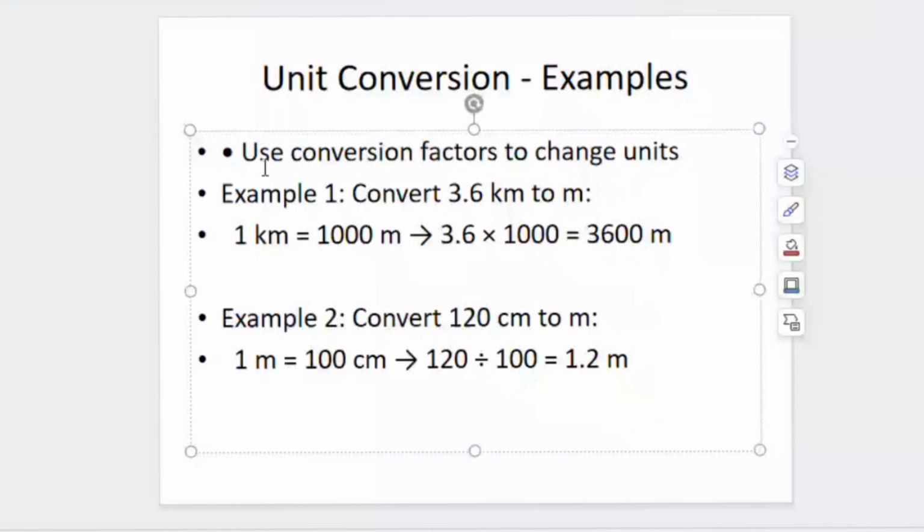So the first example I have here says convert 3.6 kilometer to meter. 3.6 kilometer to meter. So if I would have said, assuming our mics were open right now, I've asked how many of us knew how many kilometers make 1 meter?